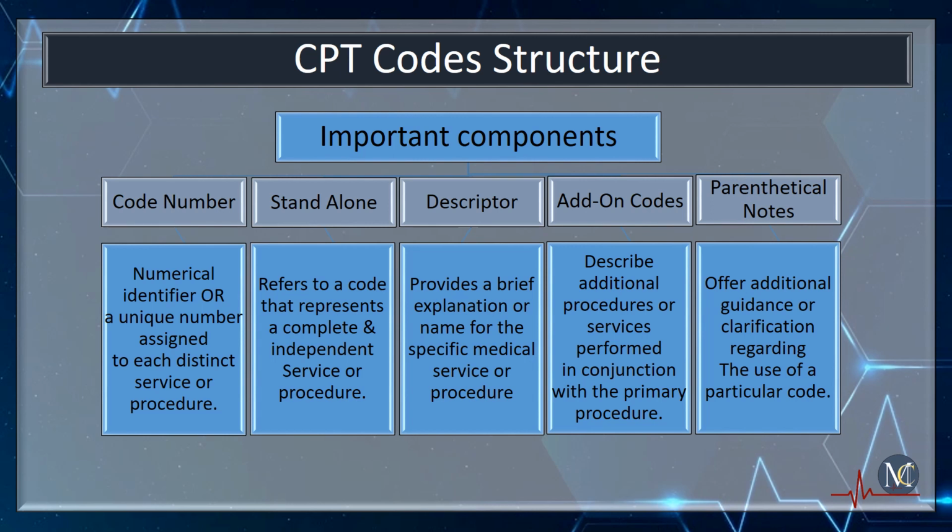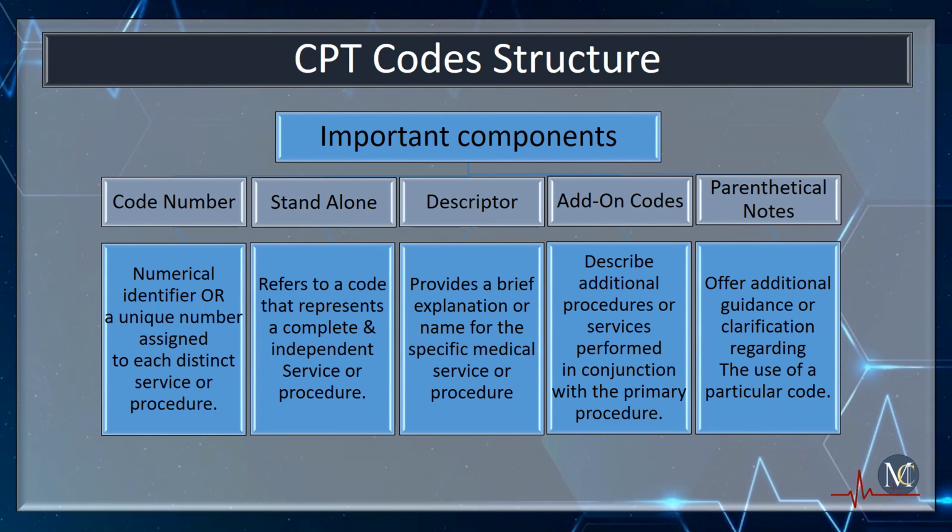First component of a CPT code is a code number. This is the numerical identifier or a unique number for a specific or distinct medical service. Next important component of a CPT code is a standalone code. A standalone code refers to a code that represents a complete and independent service or procedure. It does not require any additional codes to describe the entire service.